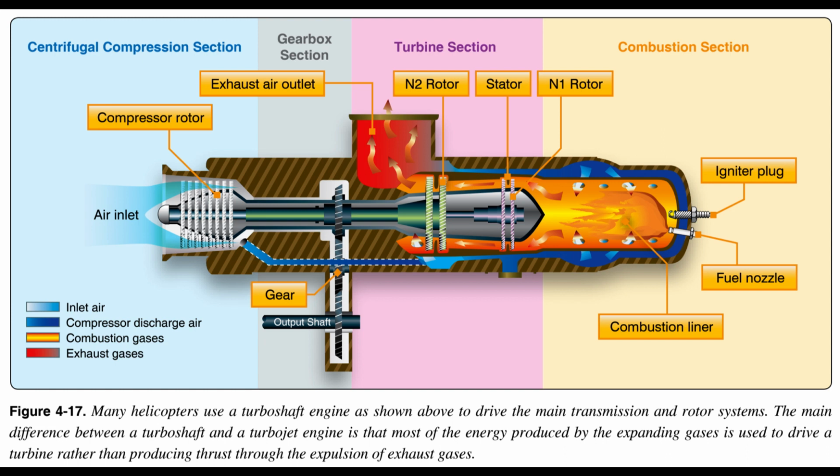Transmission system. The transmission system transfers power from the engine to the main rotor, tail rotor, and other accessories during normal flight conditions. The main components of the transmission system are the main rotor transmission, tail rotor drive system, clutch, and freewheeling unit.